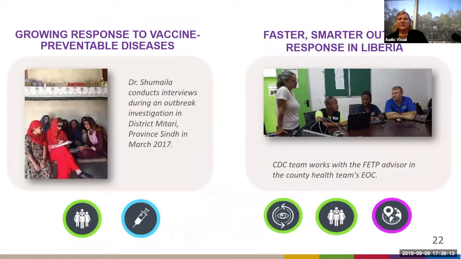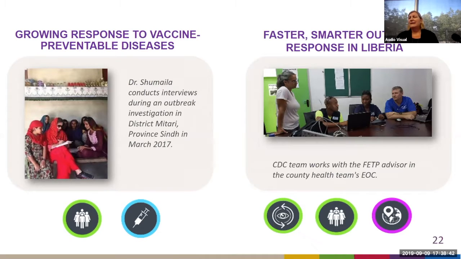If we look at an example in Pakistan, we saw very low coverage for vaccine preventable diseases, down to like 10% for measles and rubella vaccine, for example. And so during an outbreak of measles, they were able to go in, interview people, understand what the coverage was, and figure out how to respond, conducting a campaign to immunize more and more people, especially the children in the community.